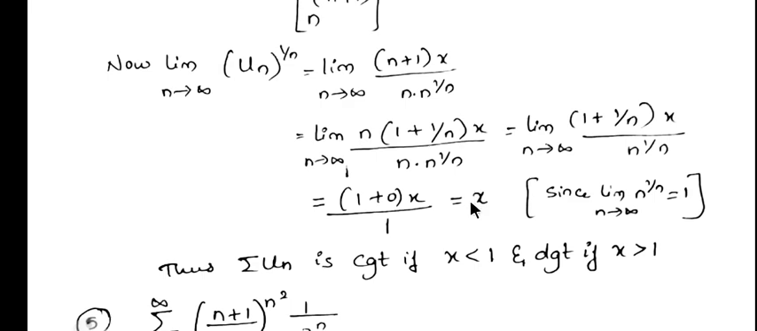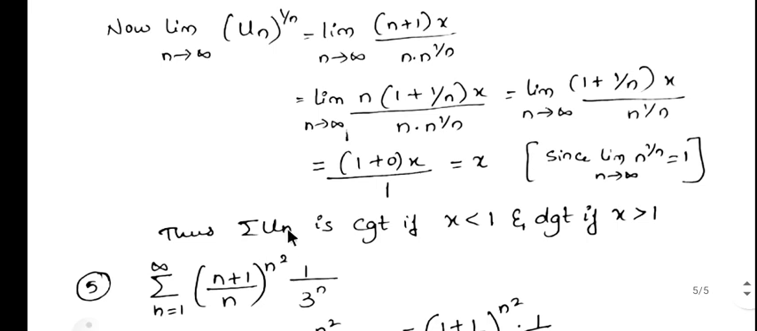I don't know what is the value of x. Therefore, I can say that this summation un is convergent if x is less than 1 and divergent if x is greater than 1. Based on the x value, the series is going to be convergent or divergent.